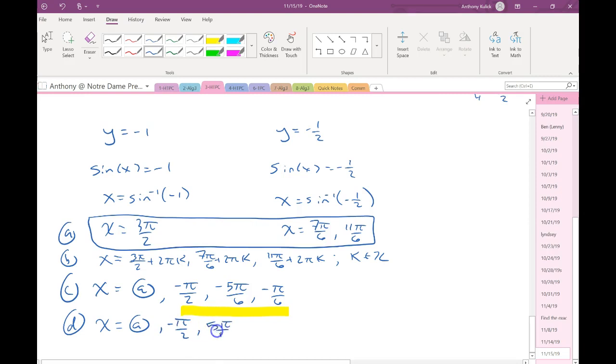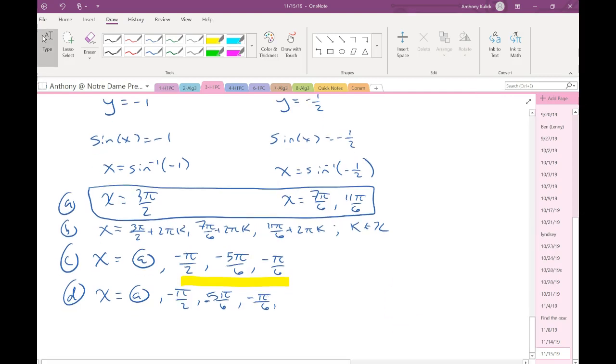So I need to list all of those. I should have just written C there instead of A and then wrote down the answers, but that's what I get for jumping the gun and writing down the answer for A to start with. And then the last part we need to worry about is the stuff between 2 pi and 4 pi. How do I find that?